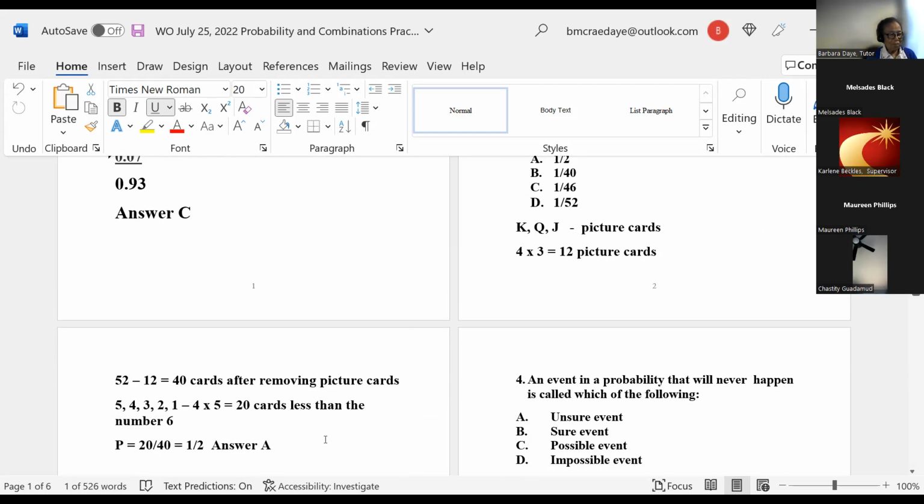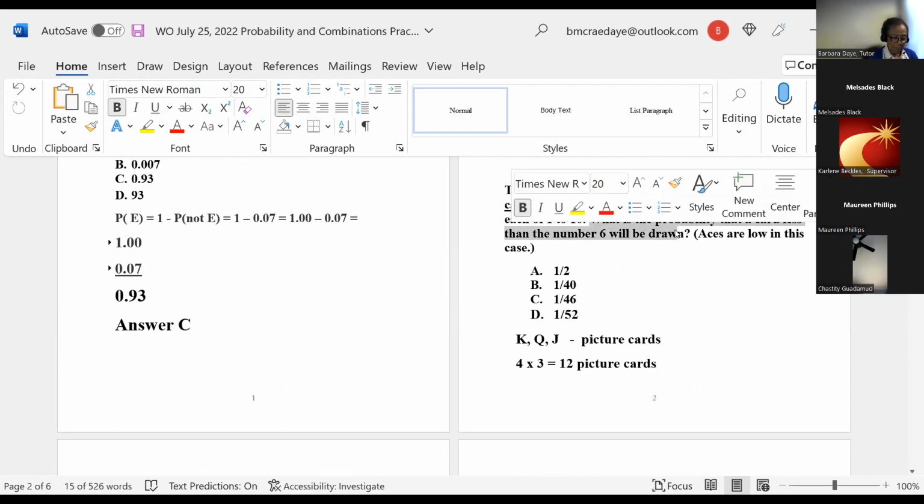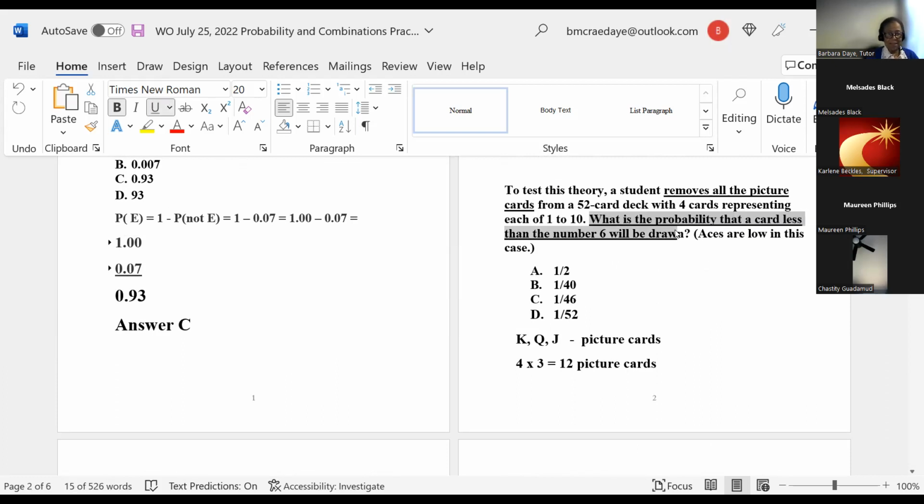Why do you say number 6? Well, because they asked, what is the probability that the card drawn will be less than the number 6? That's what you're trying to find, Mercedes. That's the question, right?